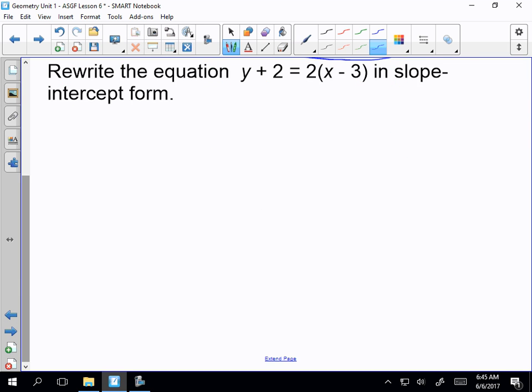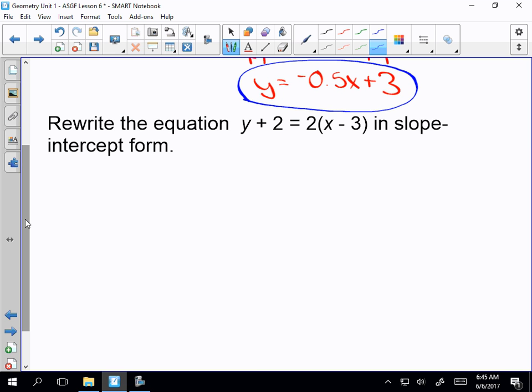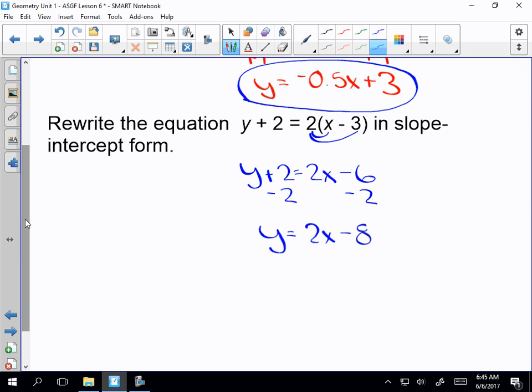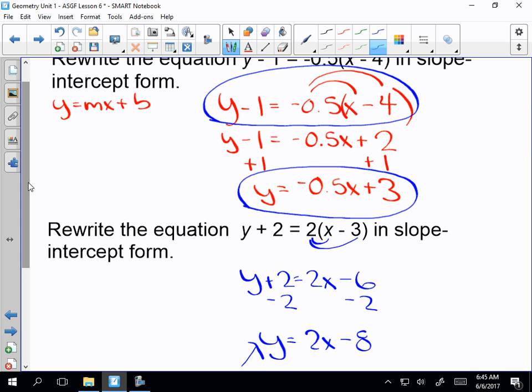Now, we could do the exact same steps with this example here as well. Distribute the 2. Y plus 2 equals 2x minus 6. We subtract 2 from both sides, and now we have it down into our slope-intercept form. Okay, remember, slope-intercept is y equals form. The y is by itself. There are no parentheses. Point-slope form, okay, the y has a y-coordinate attached to it, and there is parentheses on the other side of the equation.